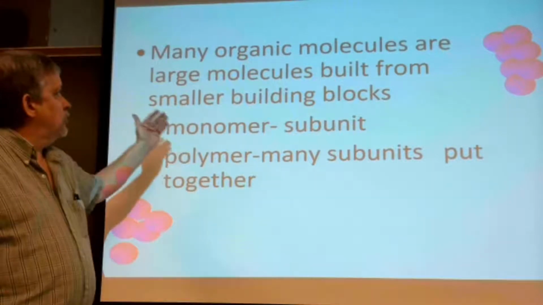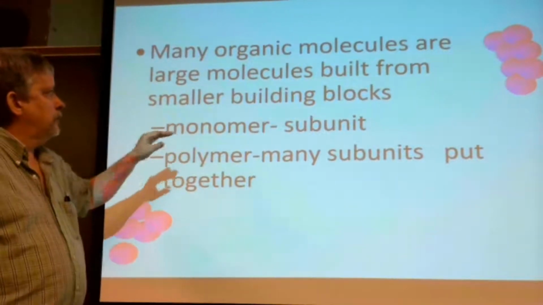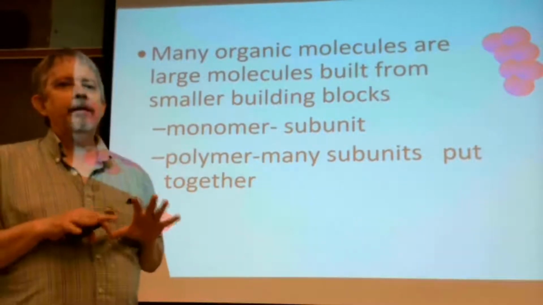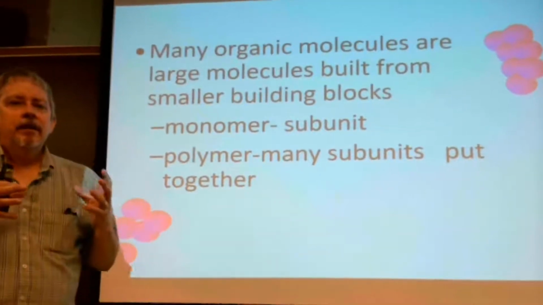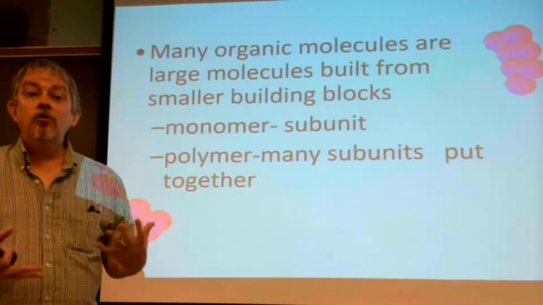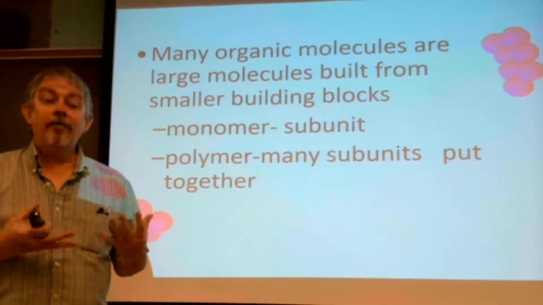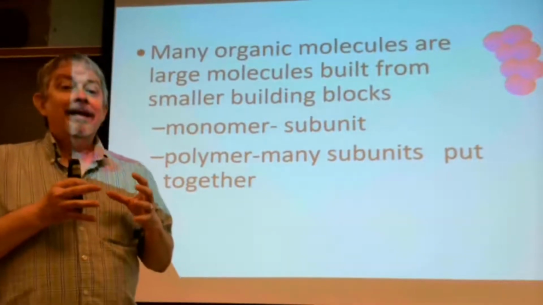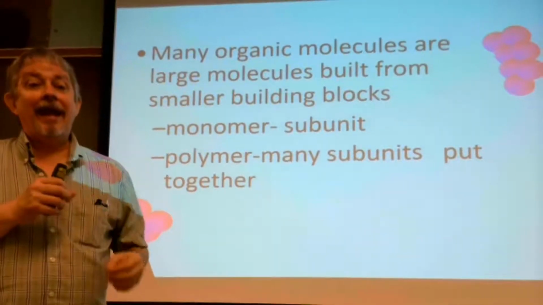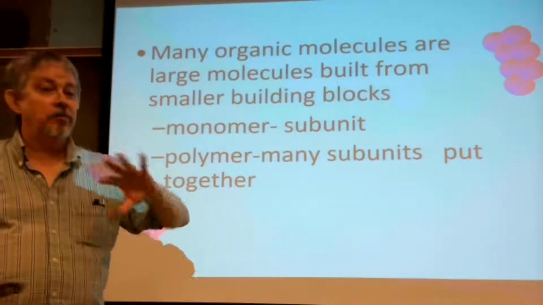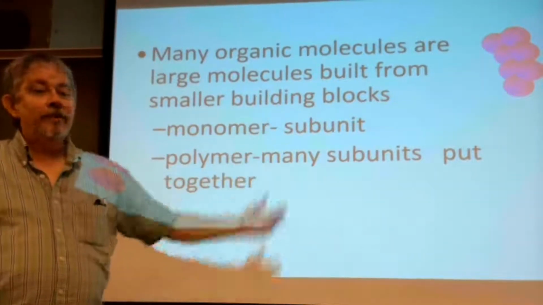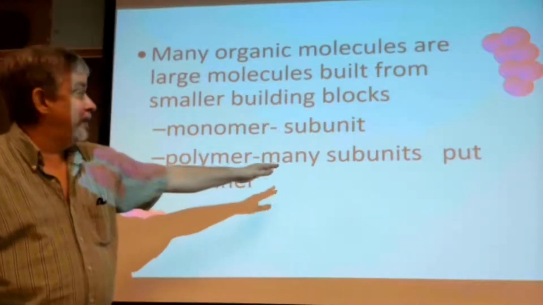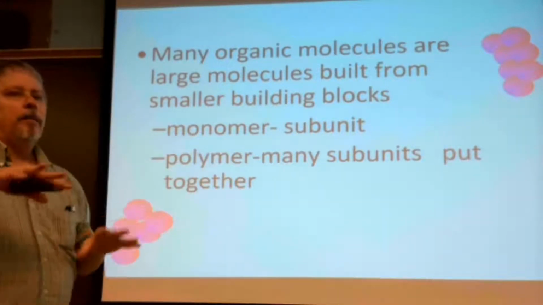Many organic molecules are large molecules built from smaller building blocks. A monomer is one of those building blocks. A monomer is just a single molecule. Glucose is a monomer of the carbohydrate. It's a saccharide we're going to talk about in a minute, but it's the building block. And as we add glucose upon glucose and different sugars together, we can form different compounds, different polymers. Polymers are many of these monomer subunits put together.